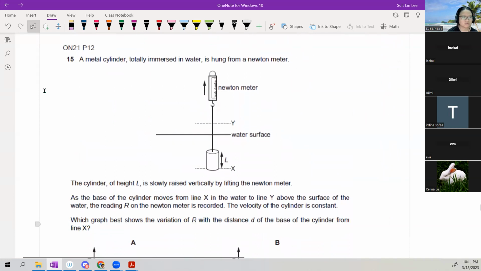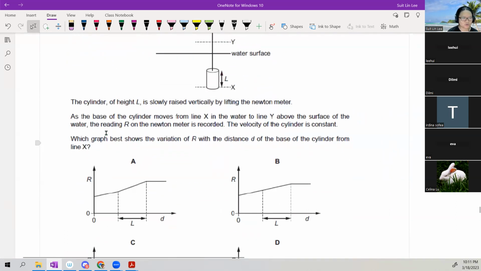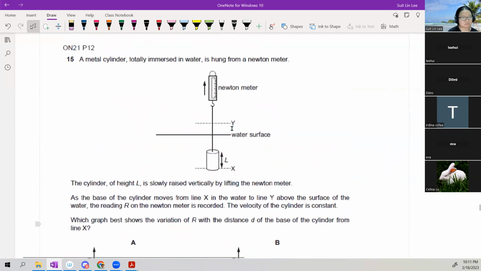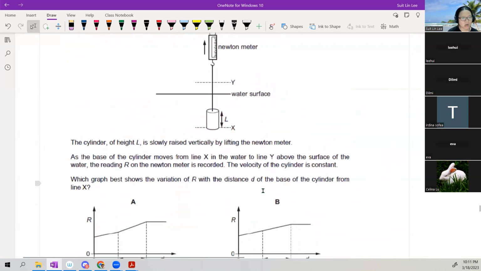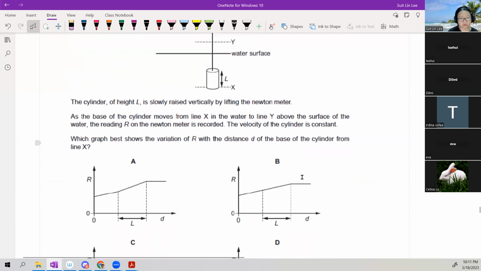Here's another one where you have a metal cylinder immersed in water, hung from a Newton meter. And we are going to raise the metal cylinder slowly by lifting the Newton meter. So we're going to ask to find the variation of R with distance D of the base of the cylinder from X.